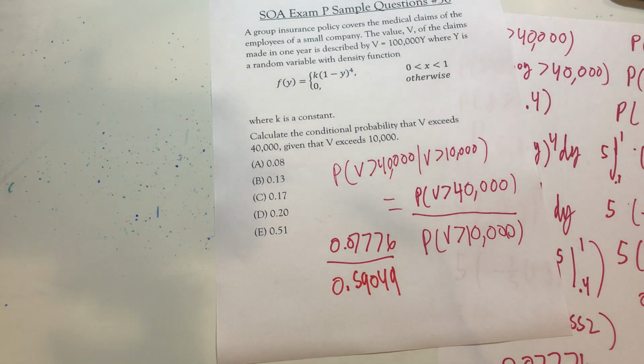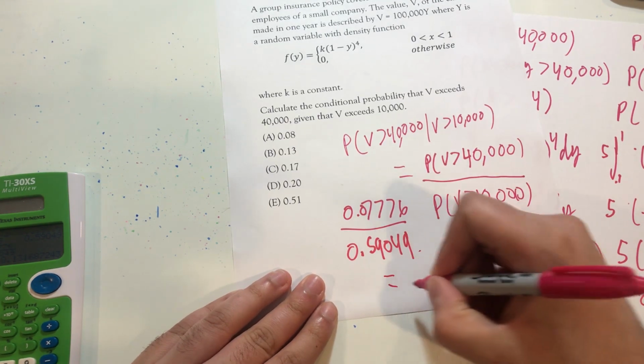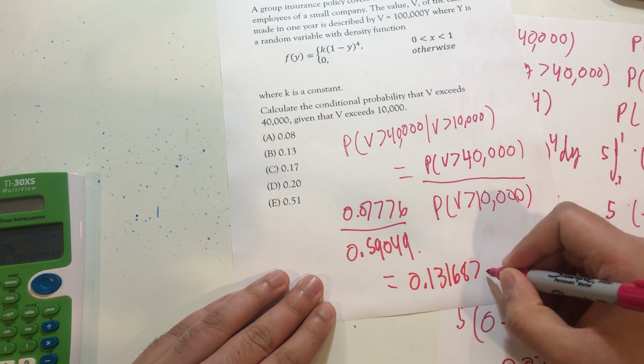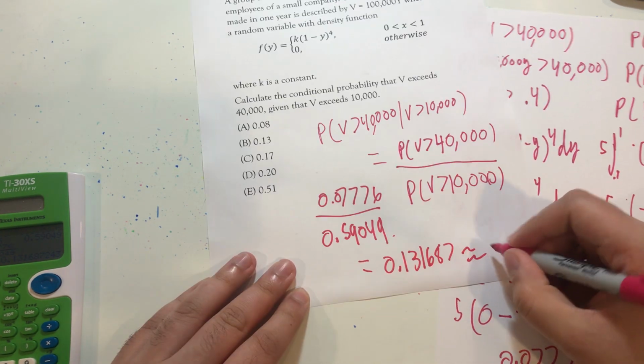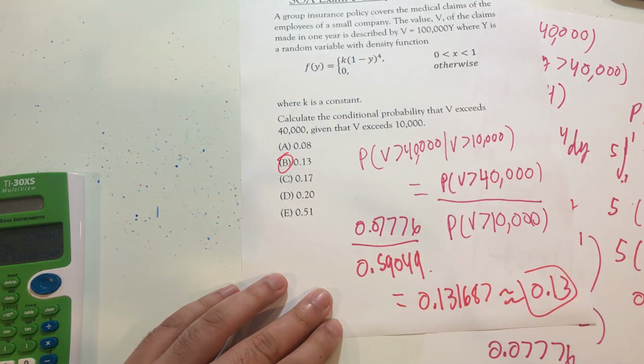Finally, computing this, 0.07776 over 0.59049 gets us 0.131687, which is approximately, around 2 decimal places, 0.13, which would be our final answer.